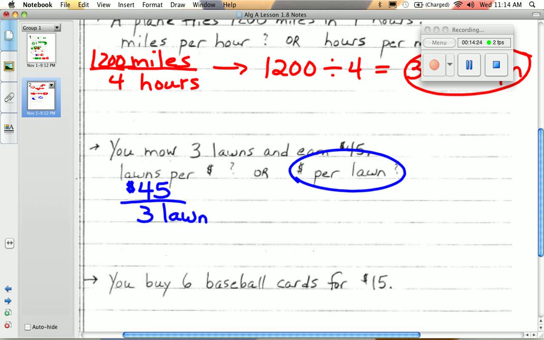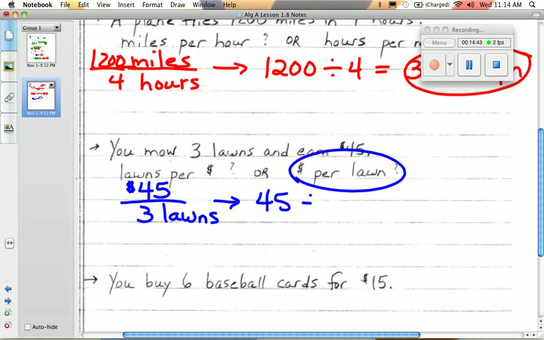And I want you to use words in your setup. I want you to do this like I'm doing. It'll help you be more successful. Use the labels. Because this says we're going to get dollars per lawn. And I'm thinking that makes better sense to me. I want to know how many dollars I'm going to get paid for every lawn I do. So now that's going to become a division problem.